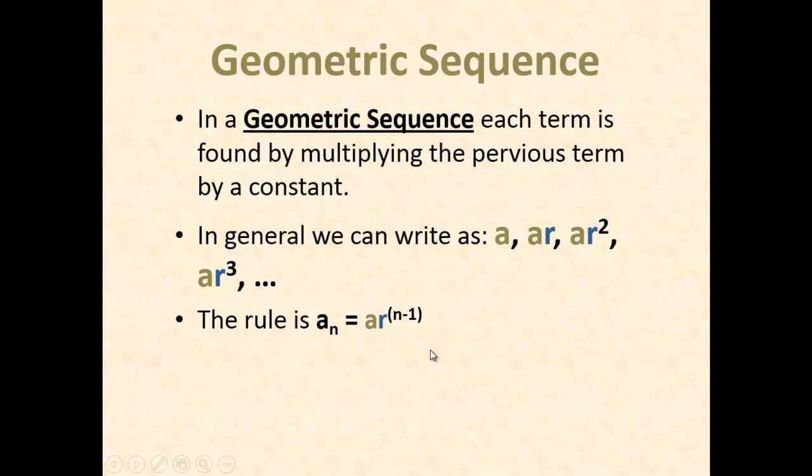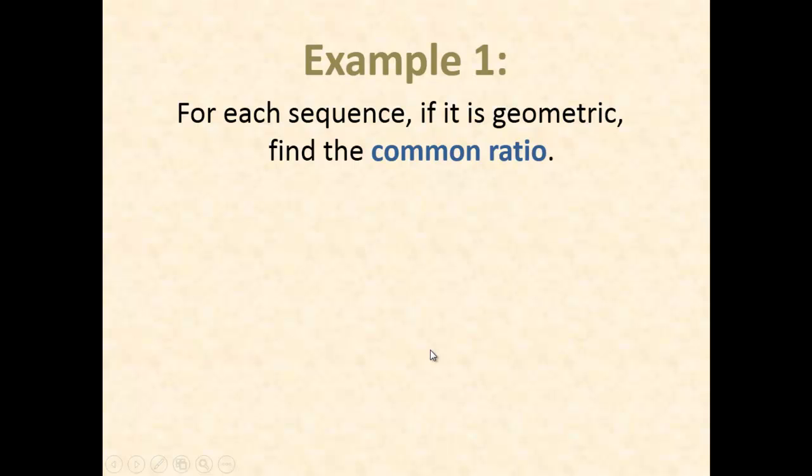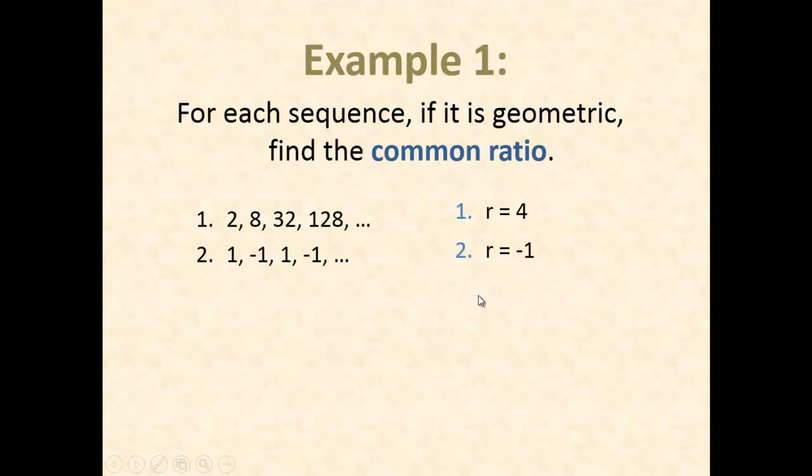For example, for each sequence, if it is geometric, find the common ratio. For number 1, 8 divided by 2 is 4. 32 divided by 8 is 4 also, so the common ratio is 4. Number 2, negative 1 divided by 1 is negative 1. 1 divided by negative 1 is negative 1 also, so the common ratio is negative 1. How about number 3? Please check it, guys.